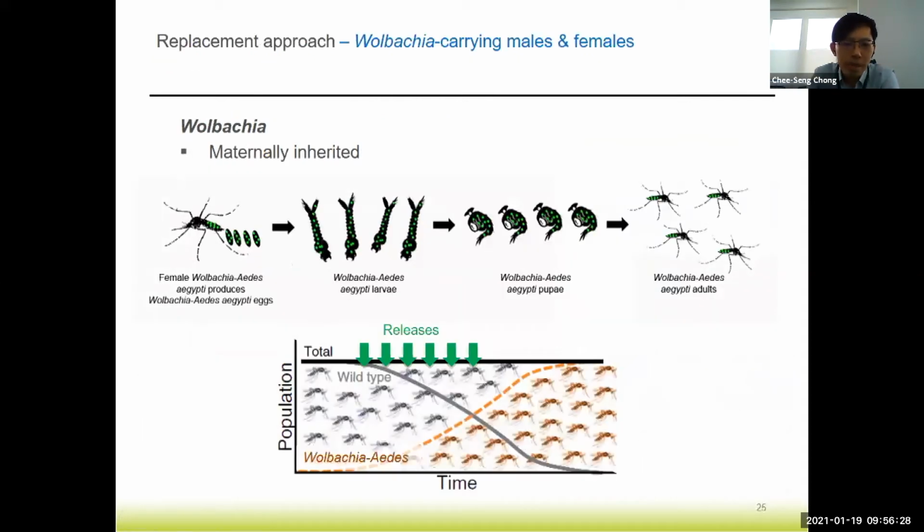So now that we have an understanding of how Wolbachia mosquitoes are generated, let me touch on what we call the replacement approach first. In the replacement approach, there is the release of both male and female mosquitoes. Again, I stress that Wolbachia is passed on from mothers to offspring. What you can see over here is that you initially have a wild type population at a very high level. And when you start releases of the Wolbachia Aedes males and females, over time, the population will be replaced with this Wolbachia infected population. And this is what we call the population replacement strategy.